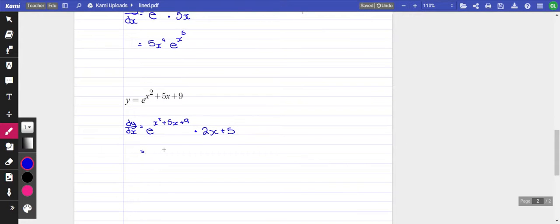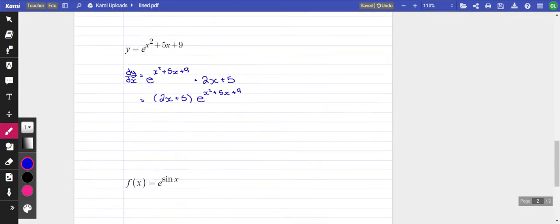Again, sometimes you'll see it written with this binomial in front. So you go 2x plus 5, e to the x squared plus 5x plus 9. So that's the chain rule with the exponential function. You just write everything as is, and then you take the derivative of the exponent.